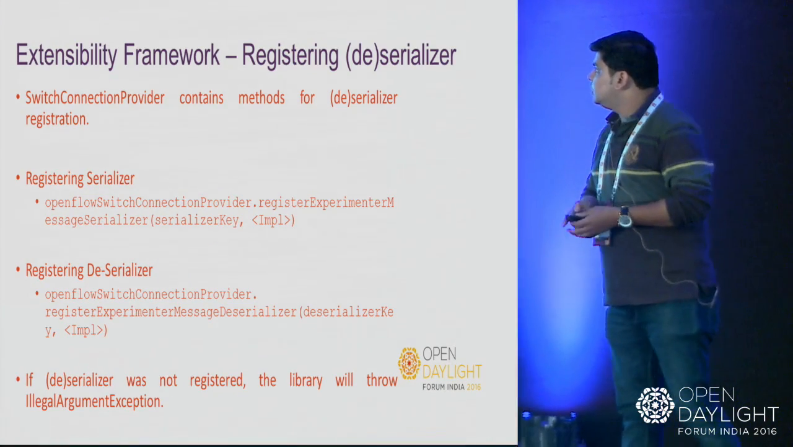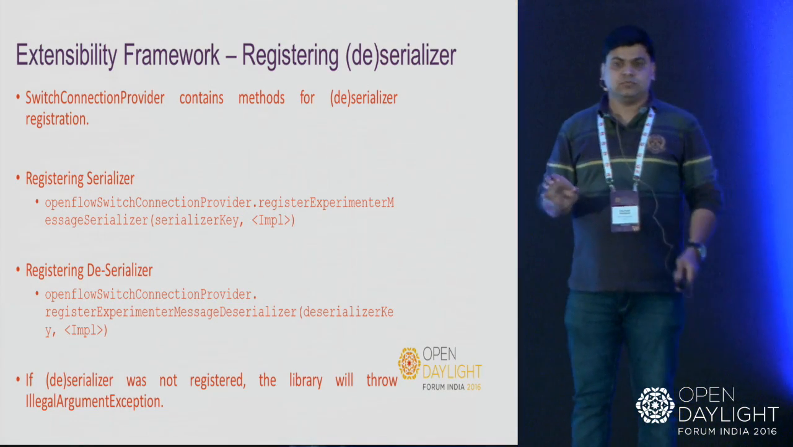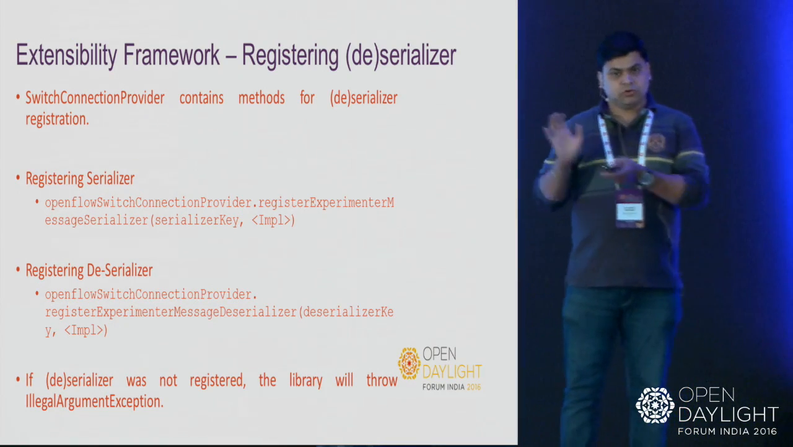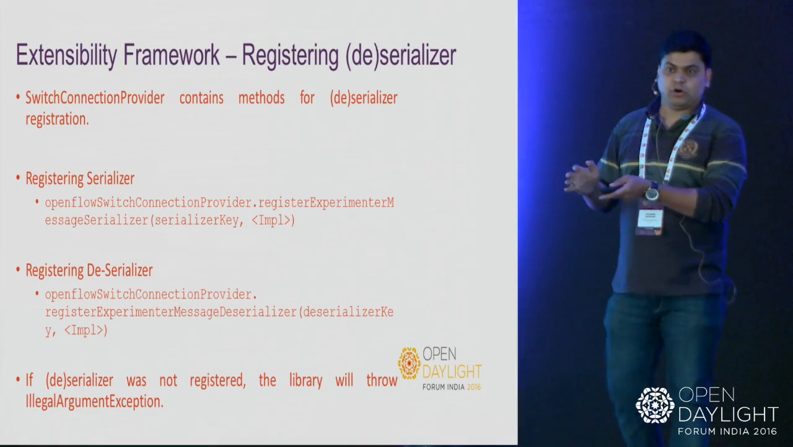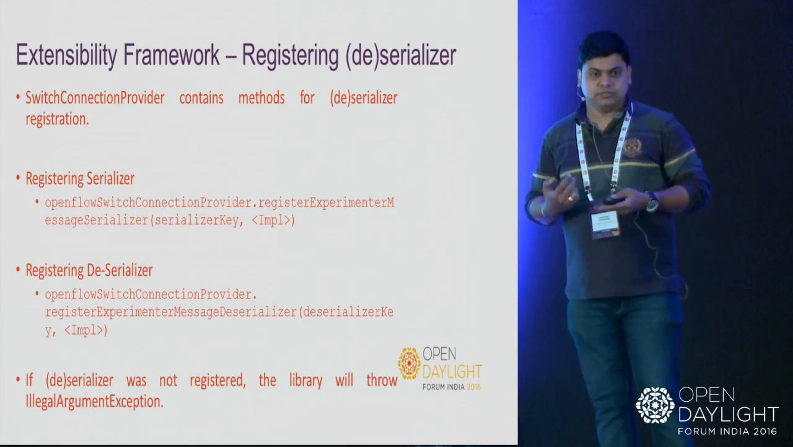Okay, so this is the framework. Now we are getting more into the code part. What all classes can we use for registering? We know we have to write a YANG, convert one model to another, then convert to bytes and send down. But what are the classes we'll be using?